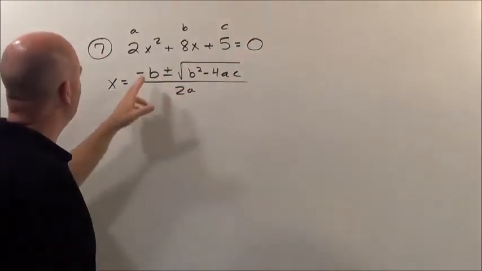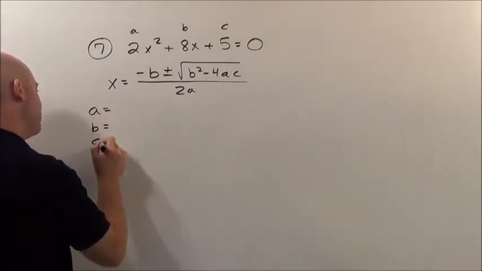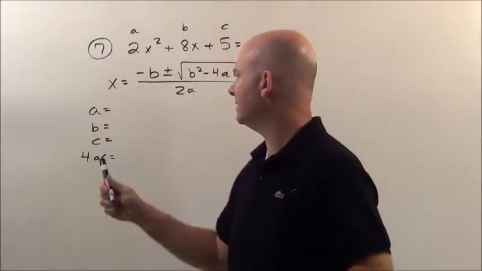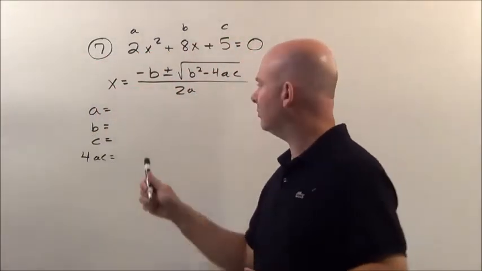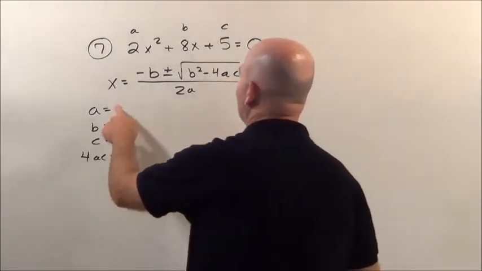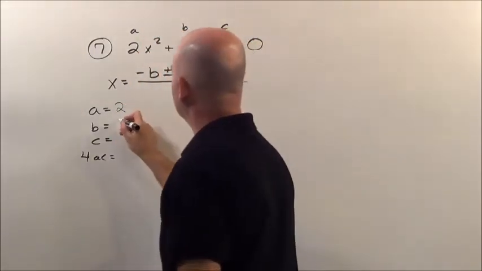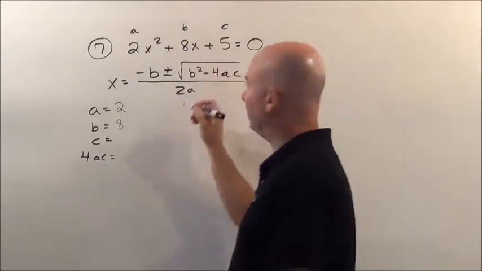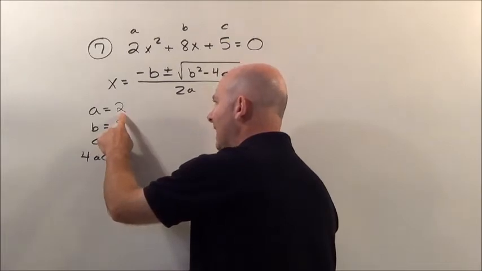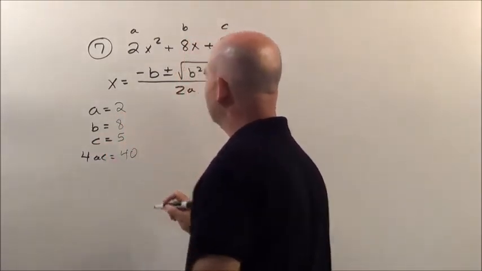So let's solve this guy. What I like to do is list what a is, what b is, what c is, and what 4 times a times c is. This is a little something I do that most teachers don't. It saves us from making a mistake right in here. So let's do it. A, well, that's easy enough. 2, I like easy problems. B, that's 8. What do we have for C? That's 5. Now, 4 times a times c. 4 times 2 is 8 times the c value. 8 times 5, that makes it 40.